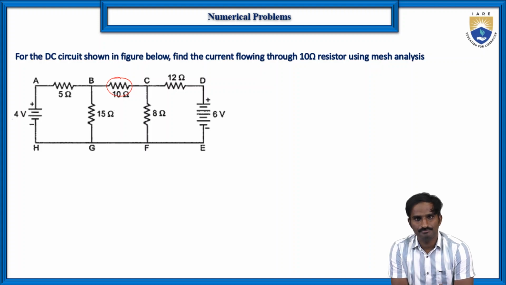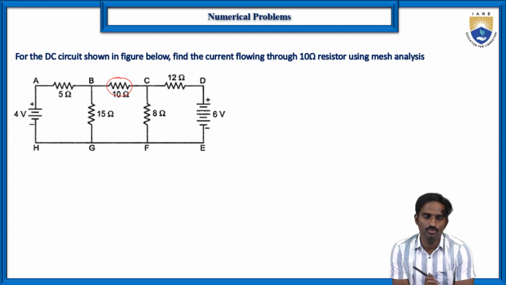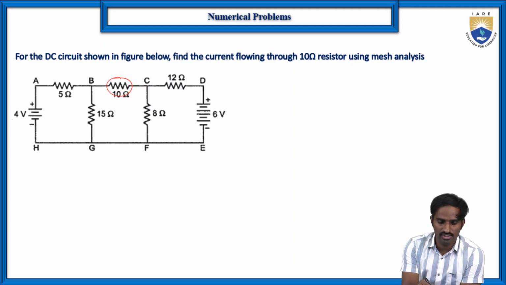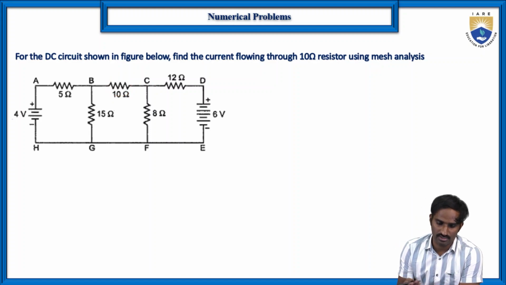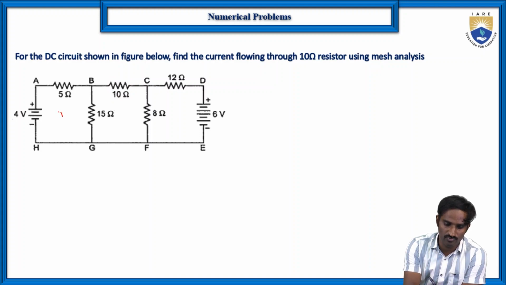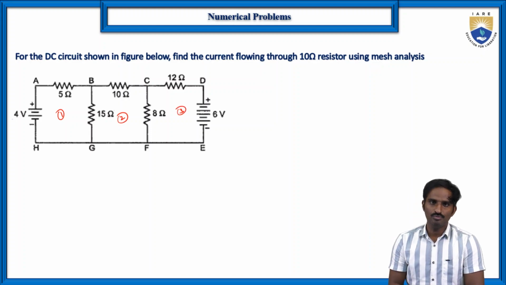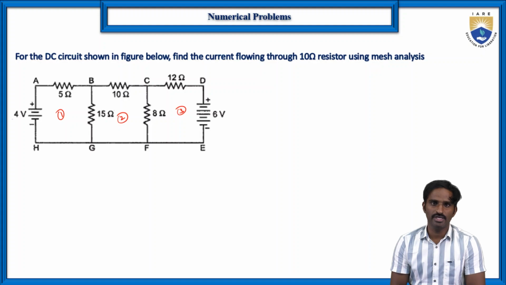The important thing is, first we should identify how many loops there are, and also the direction of the loop currents. For this particular circuit, there are 3 loops. This is loop 1, this is loop 2, and this is loop 3. In these 3 loops, first we should identify the current.